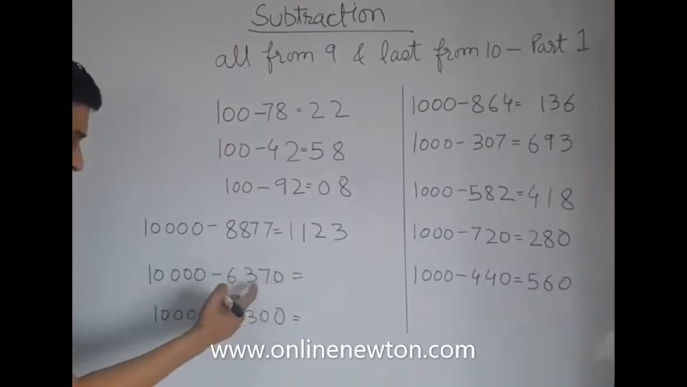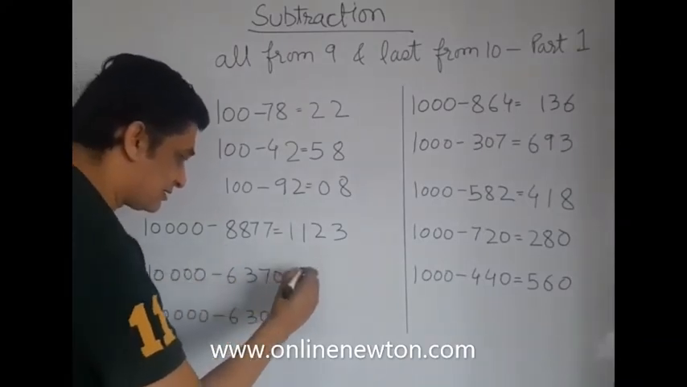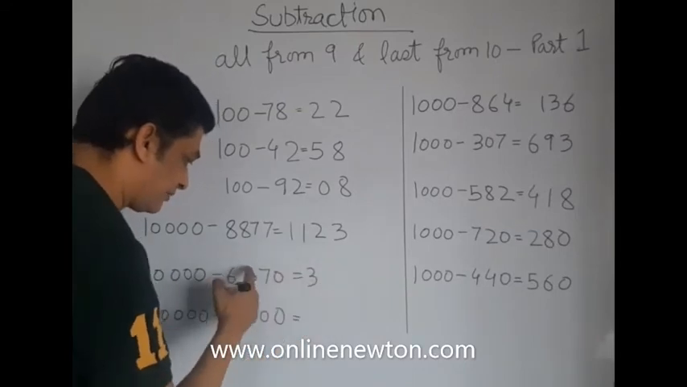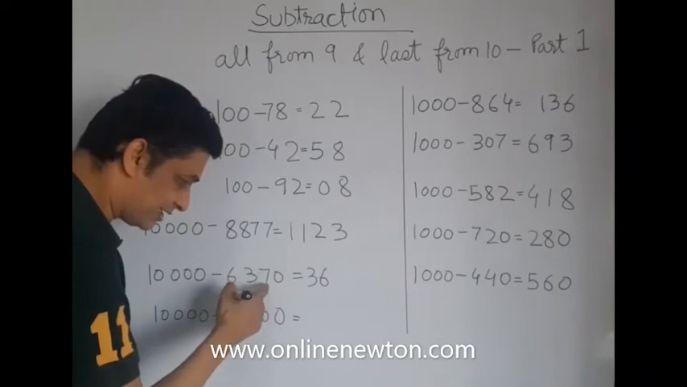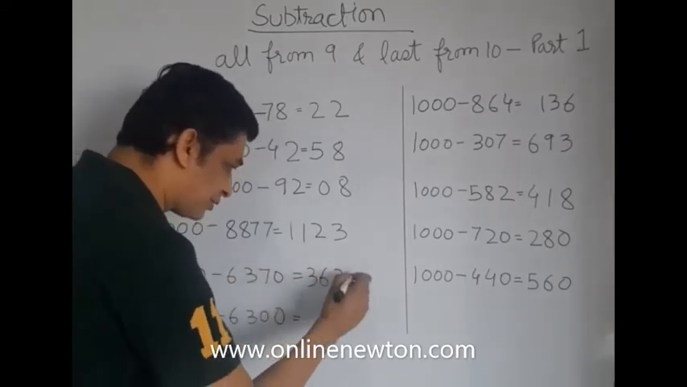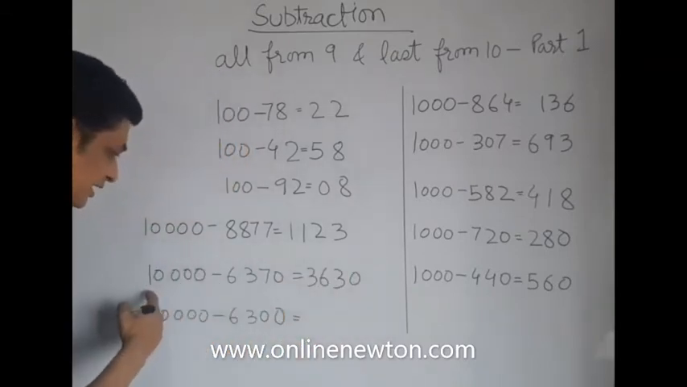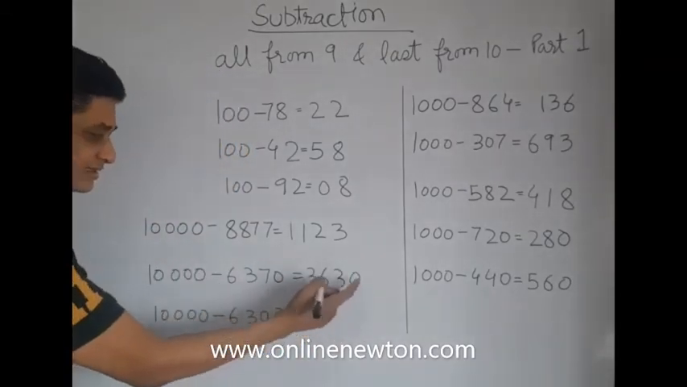There is a 0 here, 4 zeros here. 9 minus 6 is 3. 9 minus 3 is 6. There is 0 here, so we'll apply 10 here. So 10 minus 7 is 3, and we'll put the 0 here straight away. So 10,000 minus 6370 is 3630.